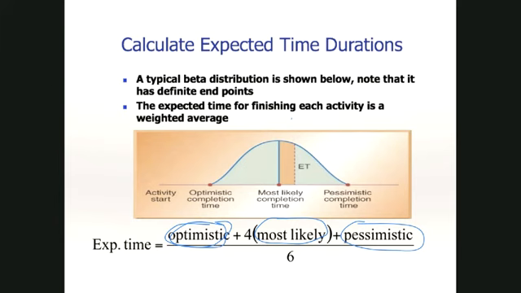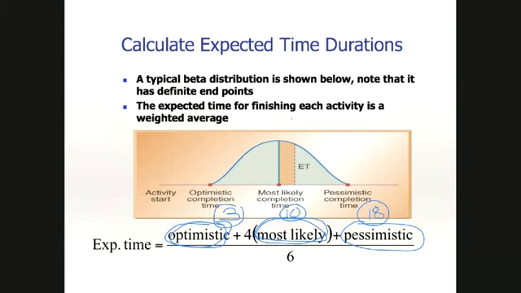So let's say optimistically it takes 3 minutes. On average, it takes about 10 minutes. And pessimistically, if things are up to spiff and there's too much of a backlog, it's likely to take 18 minutes. I'm just making up these numbers. So the beta distribution is 3 plus 4 times 10, which is 43. 43 and 18.